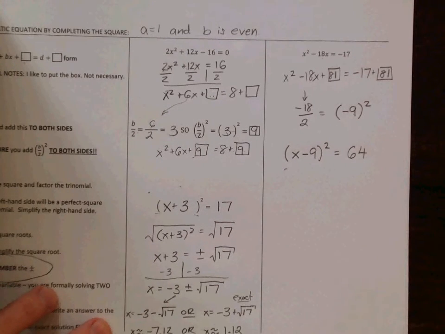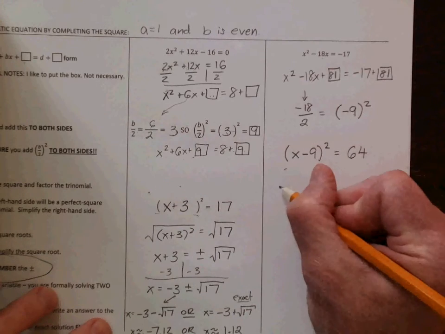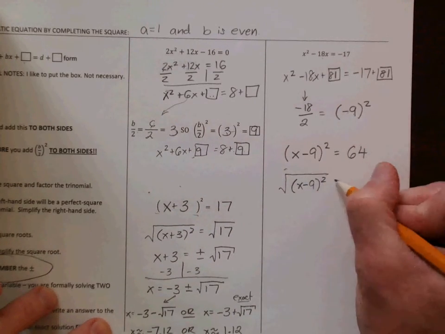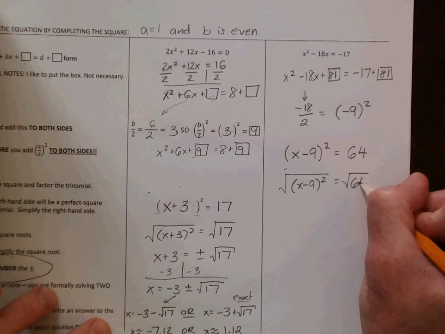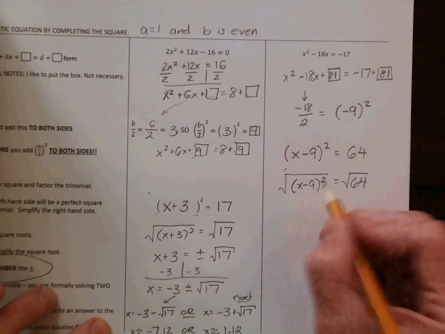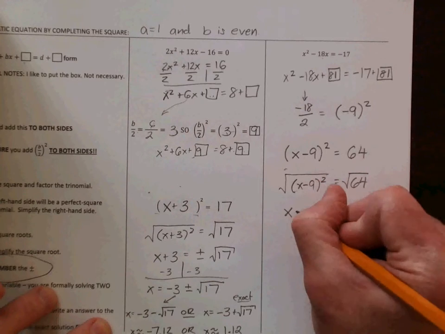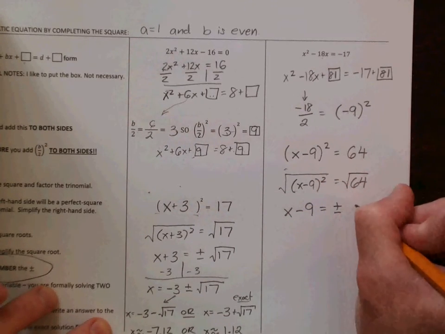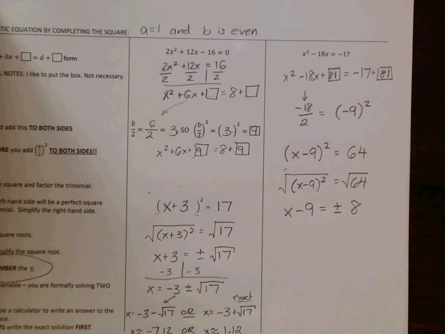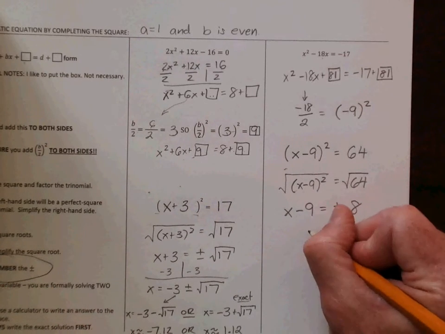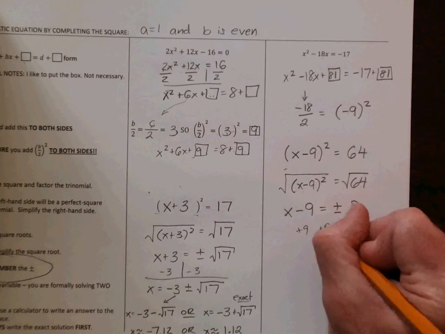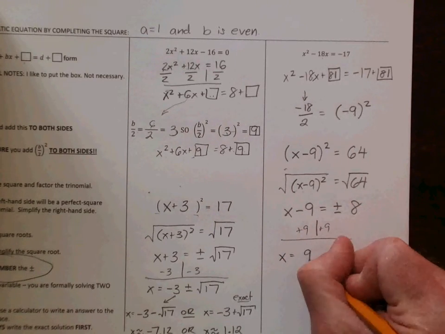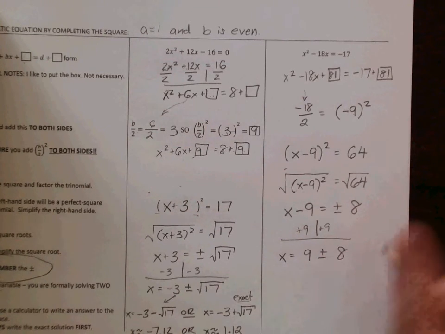And now I'm going to solve by square roots. Take the square root of both sides. X minus 9 quantity squared is equal to the square root of 64. Square root of x minus 9 quantity squared is x minus 9. And this is going to be plus or minus 8. And I'm going to add 9 to both sides. I'm actually going to show it right now. And I'm going to get x is equal to 9 plus or minus 8.